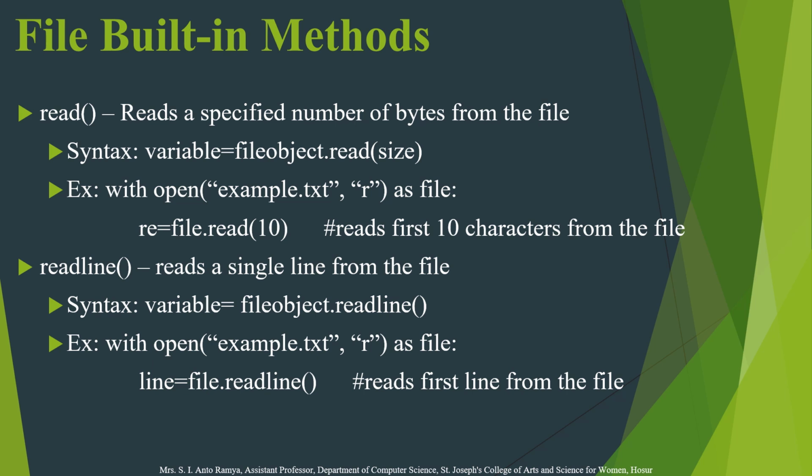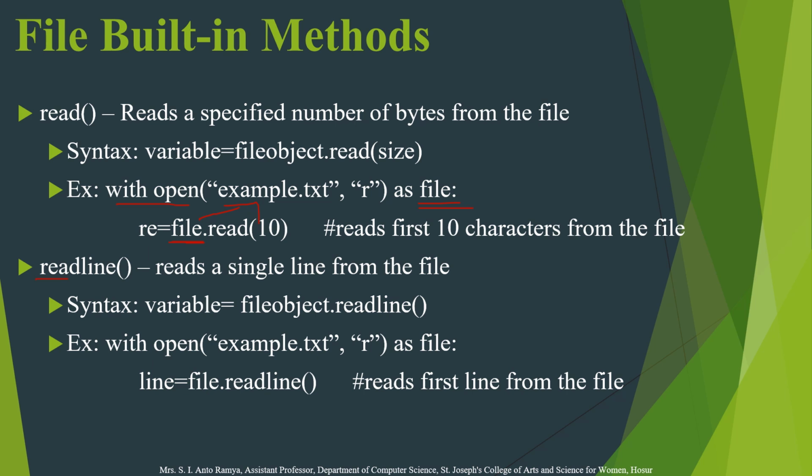So next one is read. This function is used for reading a specified number of characters from the file. So see the syntax, variable is equal to file object dot read of size. Example: with open of example.txt comma r as file. So here we are using with open for opening the file. The name of the file is example.txt and we are opening it in read mode. The name of the object that we are using here is file. Then a variable is equal to file.read of 10. So this means there is an object file that contains a file called example.txt, and from example.txt the first 10 characters we are going to read and display.